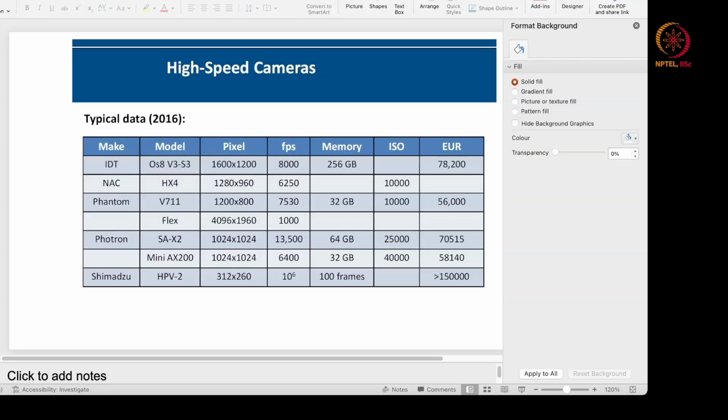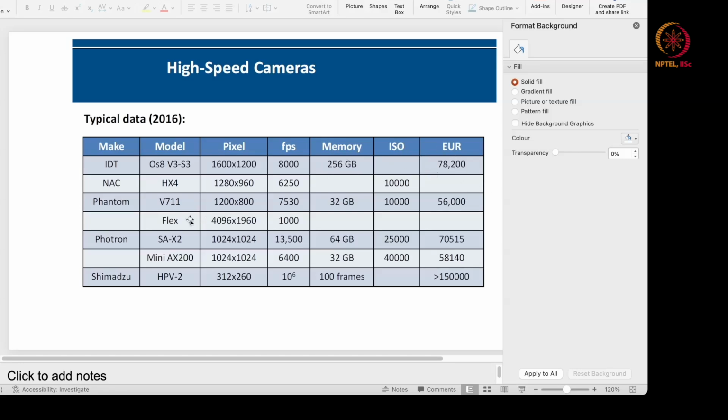The high-speed cameras come in different makes. IDT makes one, then NAC, then Phantom, then Photron, and then Shimadzu. And these are the different models. You can see the latest models as of 2026. This has changed quite a bit. The IDT has, for example, a 600 by 1200 frame resolution with an FPS of about 8,000 frames per second, and the memory is about 2 GB. This is the on-chip memory. This costs you about 80,000 euros.